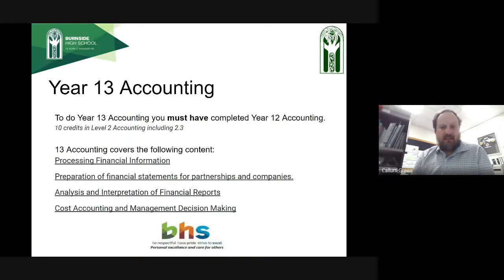Year 13 accounting, as previously the case in Year 12, has a prerequisite. To do Year 13 accounting, you must have completed Year 12 accounting and got 10 credits in Level 2, including Standard 2.3. Year 13 accounting covers the following content: processing financial information, preparing financial statements, analysis and interpretation of financial reports, and cost accounting and management decision making.